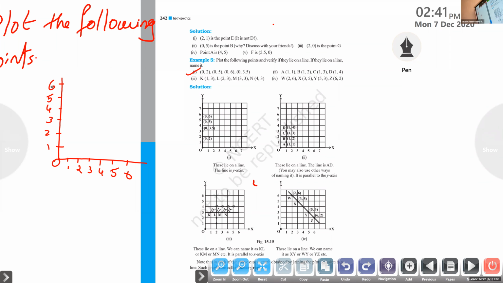So first one is 0, 2. Where will it come? X is 0. On x-axis it is 0. So here 2. 2 means here. So this, let it be A, 0, 2. You can write that. Mark that point and write A 0, 2.